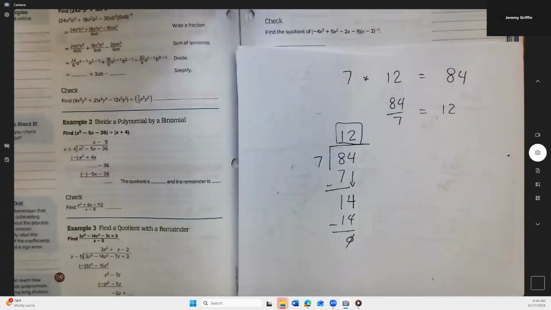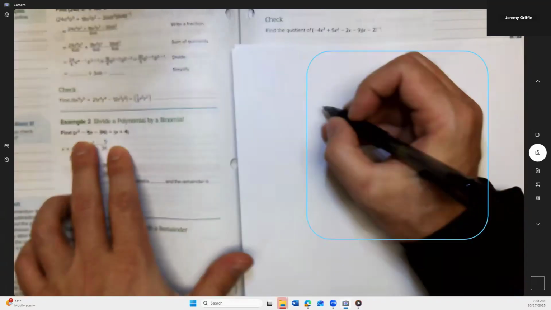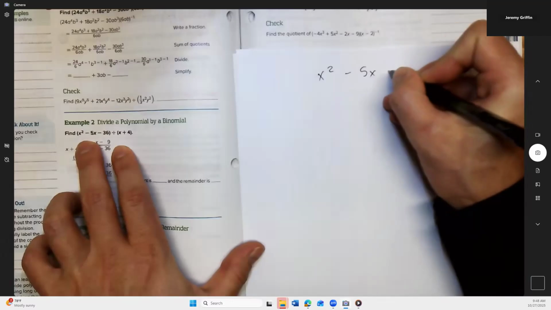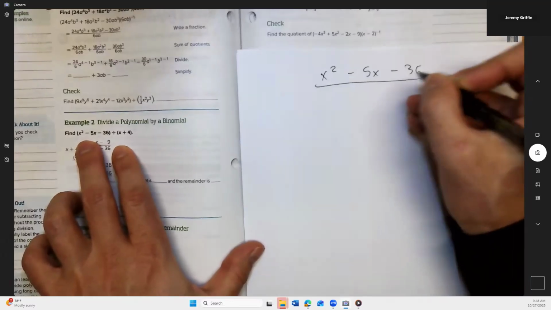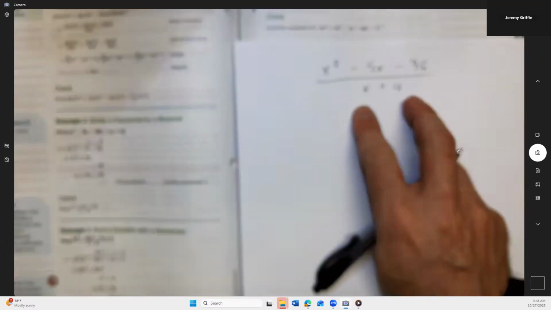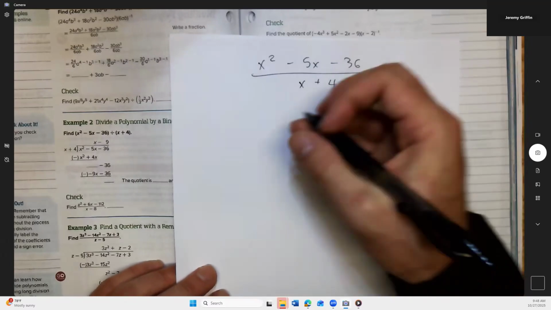You guys ready to do some polynomial long division? Okay, here we go. So take this example. Let's do x squared minus 5x minus 36, all divided by x plus 4. Okay. Oh, by the way, you might see that you can actually factor. Okay, let me do factoring first to show you that you can do this.